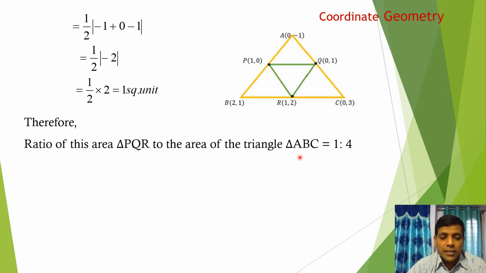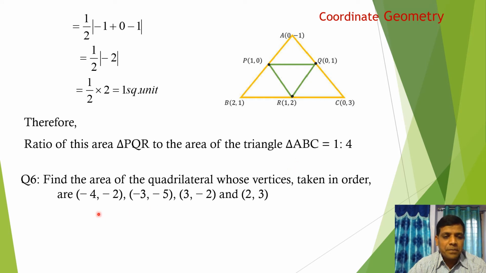Coming to the next question, question number 6. Find the area of quadrilateral whose vertices taken in order are (-4, -2), (-3, -5), (3, -2) and (2, 3). So what are the given vertices of the quadrilateral? (-4, -2), (-3, -5), (3, -2) and (2, 3). First of all, you should draw a quadrilateral. After that, look at the given vertices A, B, C, D taken in order.